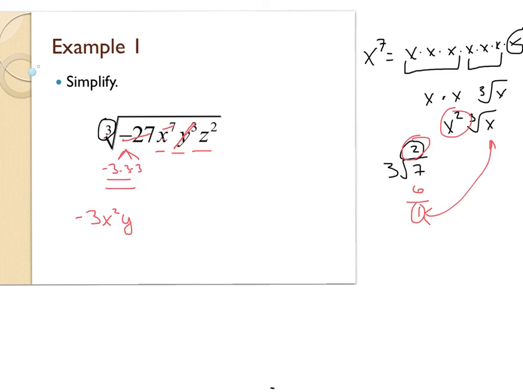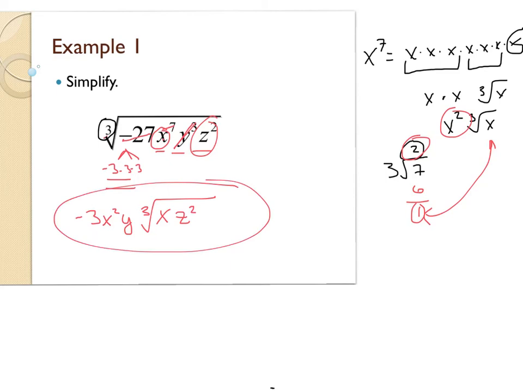So what I have left over was the x that was all by itself and the z squared. Okay, and that's how I would reduce a radical with an exponent greater than 2, working with a cube root or a 4th root, and that's how we would work with our variables.